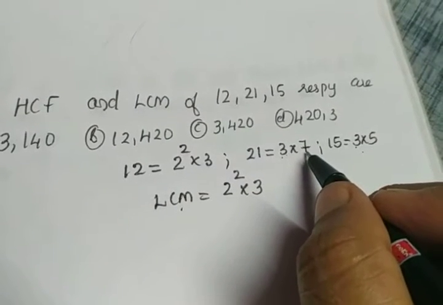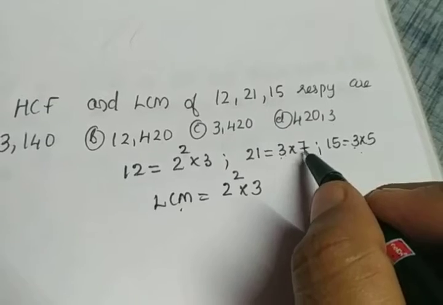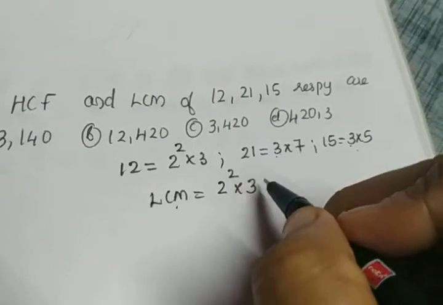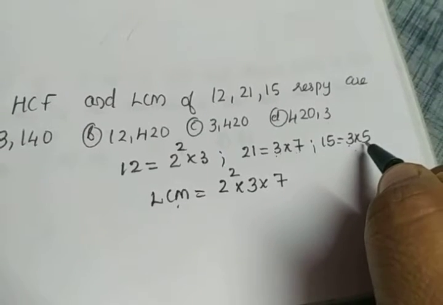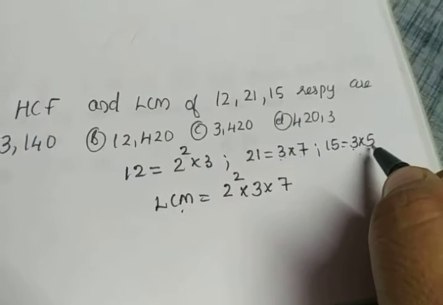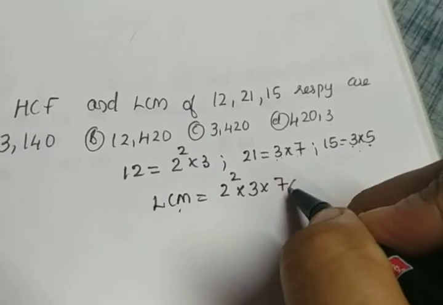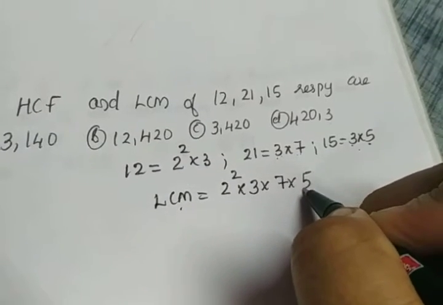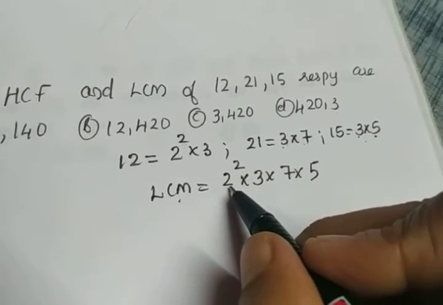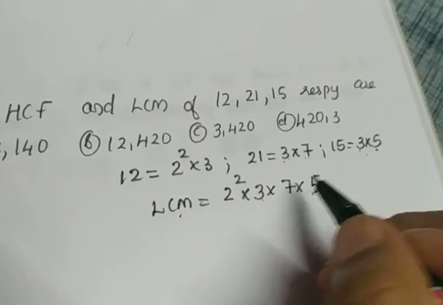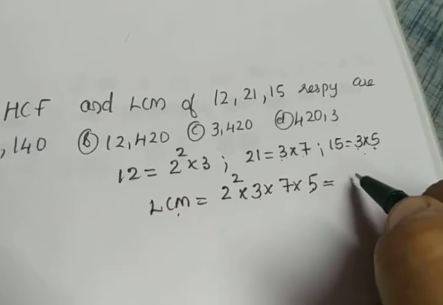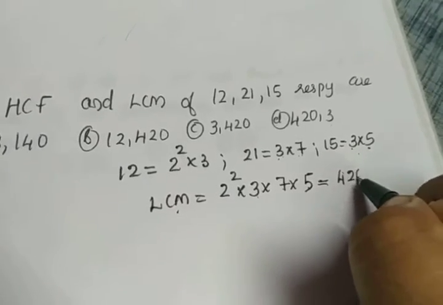Again, moving to the next prime factor 7. 7 is only in this number, 3 into 7. Still, since we are taking the LCM, we have to write 7. The same is the case with 5. 5 is only in 15, but as we are taking the LCM, we have to take 5 also. So what will be the number? 2 square, 4 into 3 is 12, 12 into 5 is 60, 60 into 7 gives you 420. That will be the LCM.